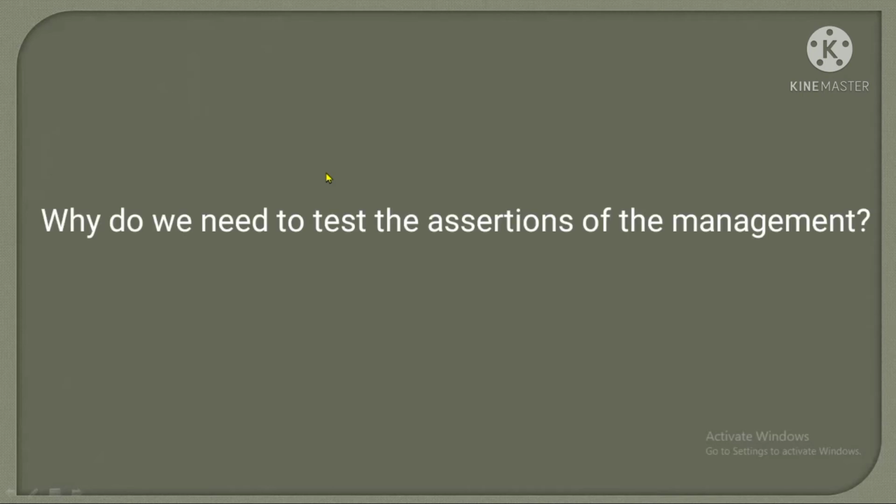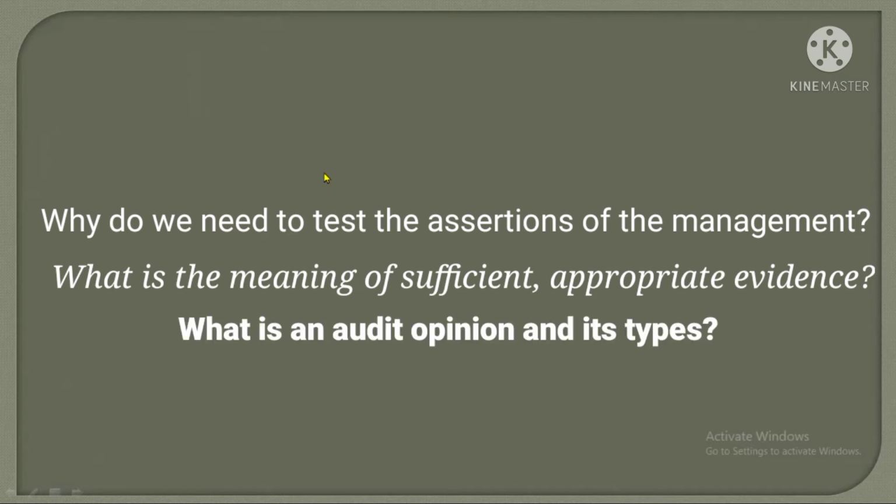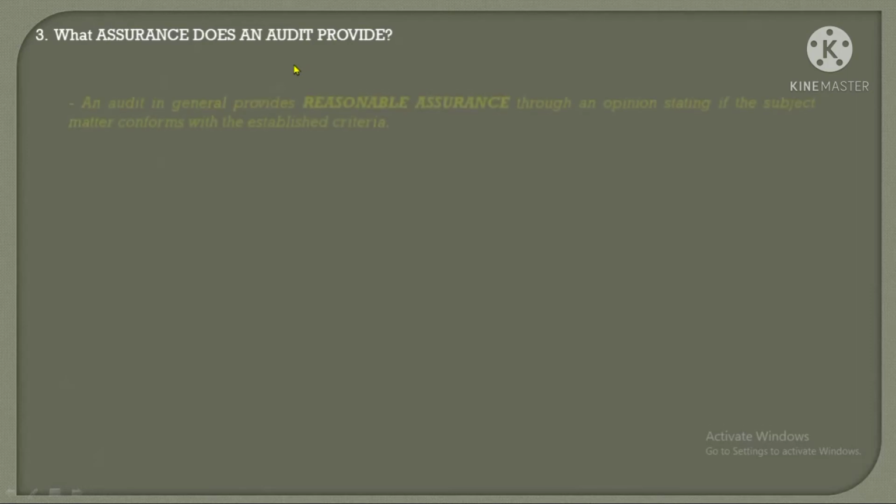So a while ago, we answered the question, why do we need to test the assertions of the management? And over the course of answering that, we answered two sub-questions, which are, what is sufficient appropriate evidence? And what is an audit opinion? So at this point, we will answer the third question for this video to appreciate the financial audit engagement more. And the third question is, what assurance does an audit or examination provide?